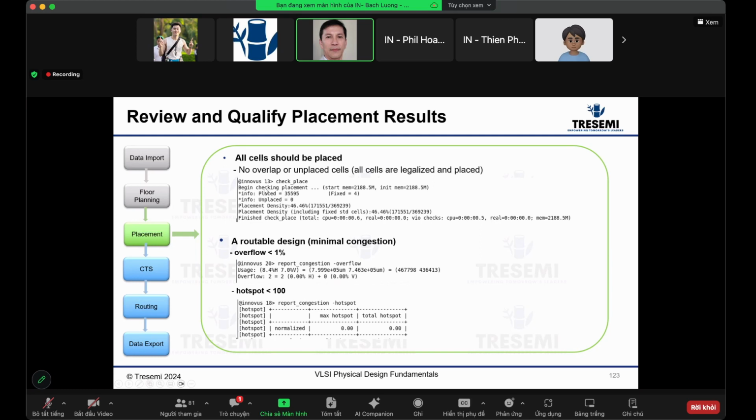And most importantly, a routable design with minimum congestion. Like we talked about, the overflow and the hotspot, right? So make sure these numbers here are okay, and also look at the maps. They should correspond to one another. If there are some numbers here, you need to look at the map to see where they are and whether it's under control, fixable or not. And hotspot score.